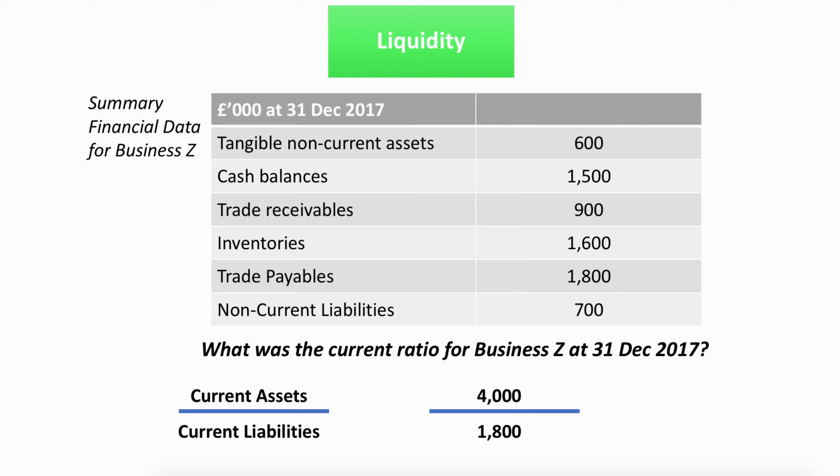And we divide by the current liabilities. Well, there's no sign of a bank overdraft there, just trade payables of 1.8 million. So current liabilities are 1.8 million. Therefore, the current ratio is 2.2. It's not a percentage. It's always expressed as a ratio. 2.2 is the relationship between current assets and current liabilities.